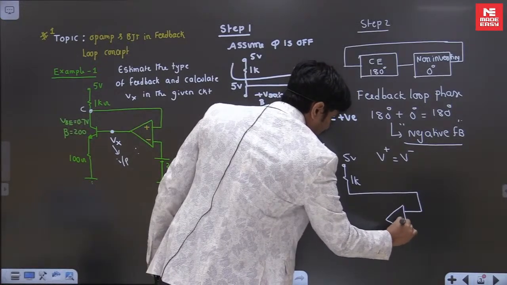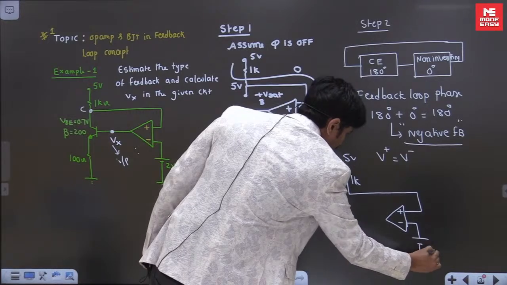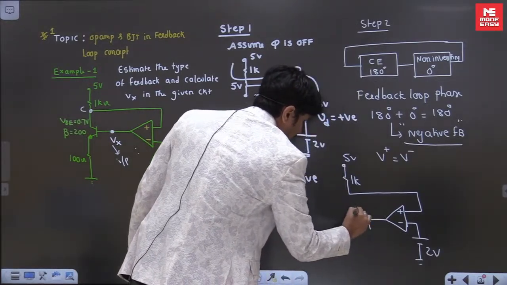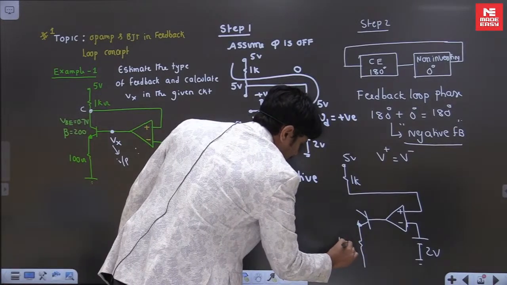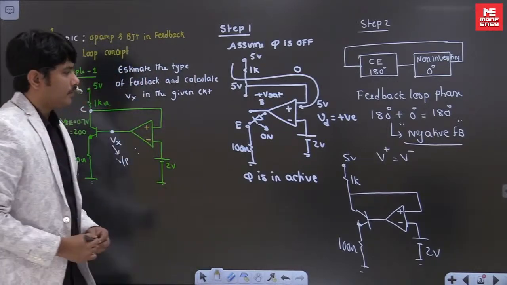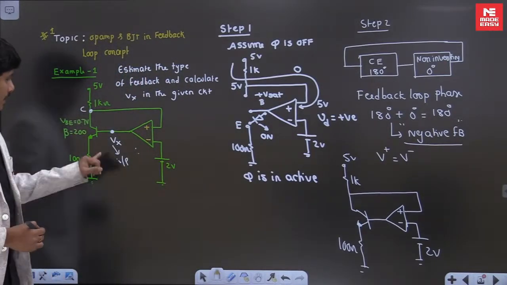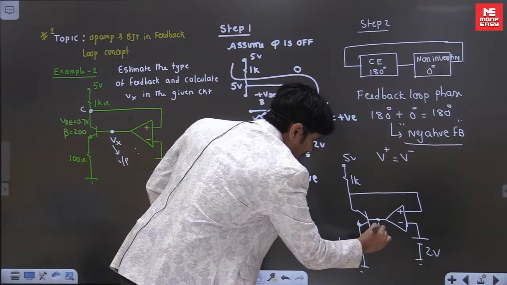We have an op amp with plus and minus inputs. The minus input is connected to 2 volts, and the output is connected to a transistor in common emitter mode with 100 ohms. This is ground. Again, I repeated it to solve for Vx. He's asking what is Vx in the problem.